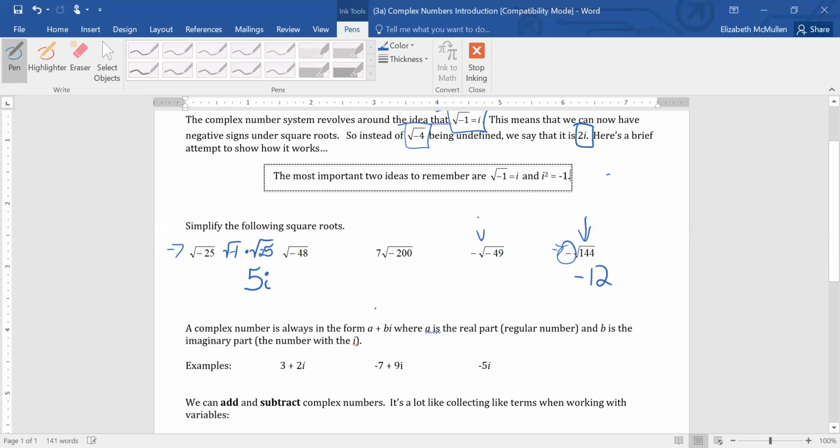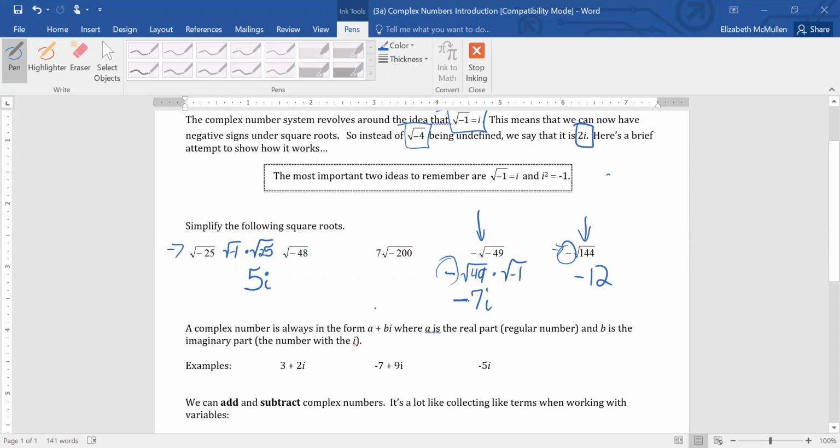Look at this one. I've got two negatives here, one inside and one outside. So it's the negative square root of 49 times the square root of -1. See how we didn't change it? We just split it apart. The square root of 49 is 7. The square root of -1 is i. And then we still have this negative sign out here that was here originally, so that makes our result negative.